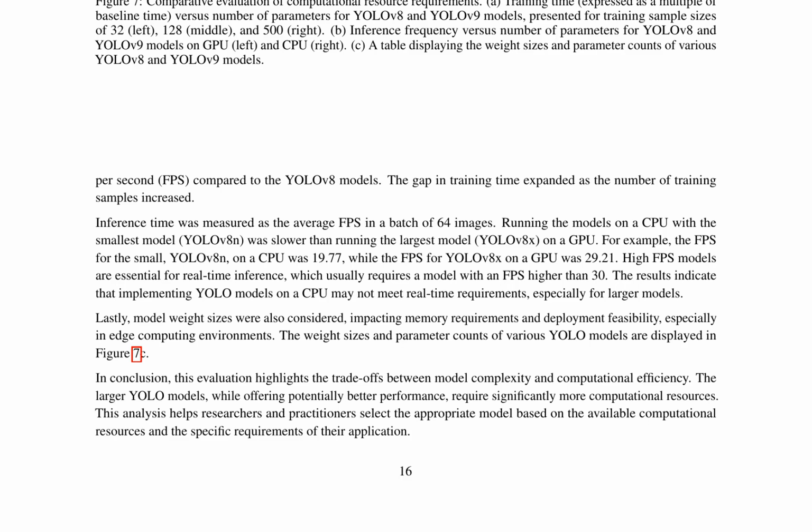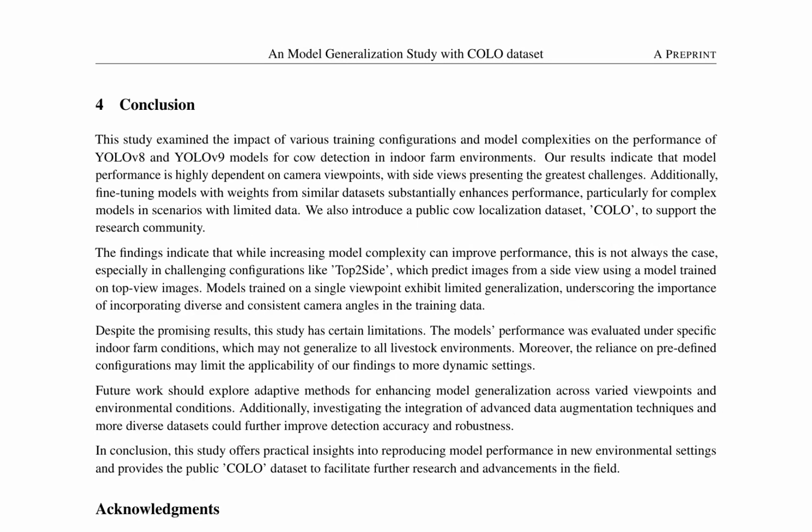This study examines the impact of various training configurations and model complexities on the performance of YOLOv8 and YOLOv9 models for cow detection in indoor farm environments. The results indicate that model performance is highly dependent on camera viewpoints, with side views presenting the greatest challenges. Fine-tuning models with weights from similar datasets substantially enhances performance, particularly for complex models in scenarios with limited data. The study also introduces a public cow localization dataset, COLO, to support the research community.